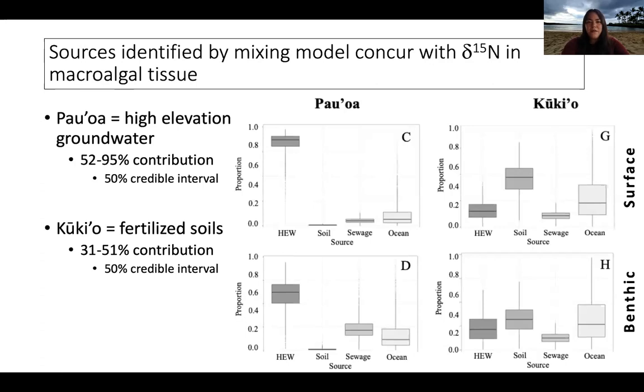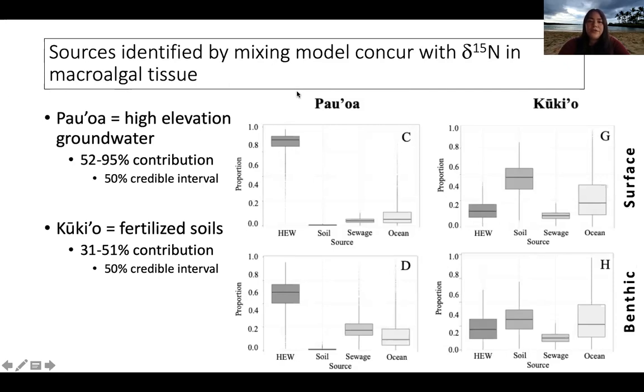So shown here on the right is the mixing model output. On the left panels here are Pauoa, the right panels here are Kukio. On the x-axis, we have high elevation groundwater, soil, sewage, and ocean, so just the different sources. And then we have the proportions from 0 to 1 on the y-axis. The top two panels, C and G, are for the surface water types, and D and H are for the benthic water types.